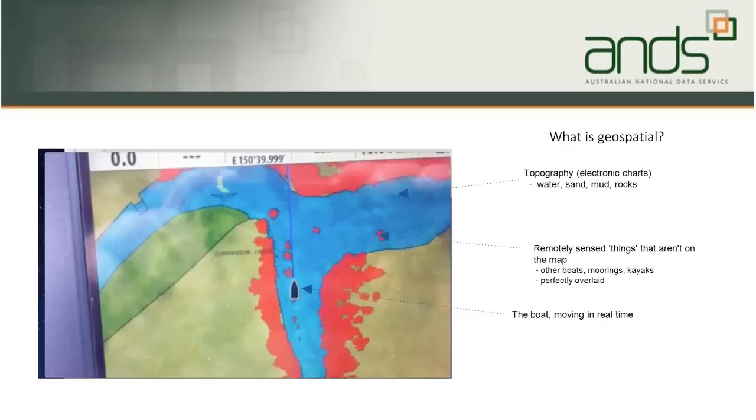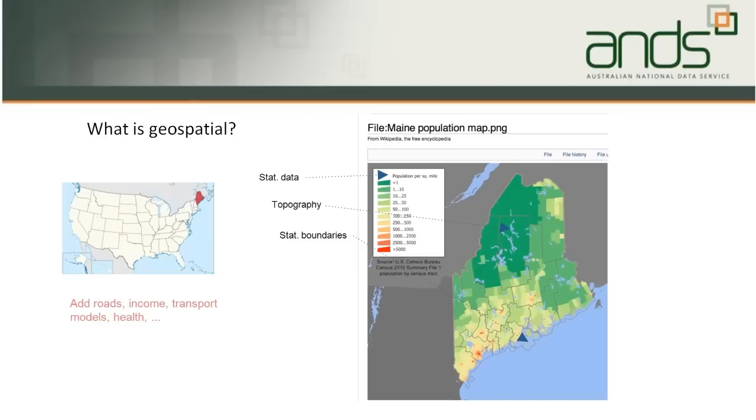Now, this is real time, the next example is not. So we have remotely sensed things that are in red that aren't on the map. They're boats, moorings, kayaks, and they're perfectly overlaid. When this boat sneaks around the creek here, the radar will bounce off this starboard marker here and show it whether it's in the right place or not. And if it's in the wrong place according to the map, then the radar image will be over here, and that is where the actual marker will be. The accuracy of this system is better than 2 metres. There's an example of a real-time geospatial system.